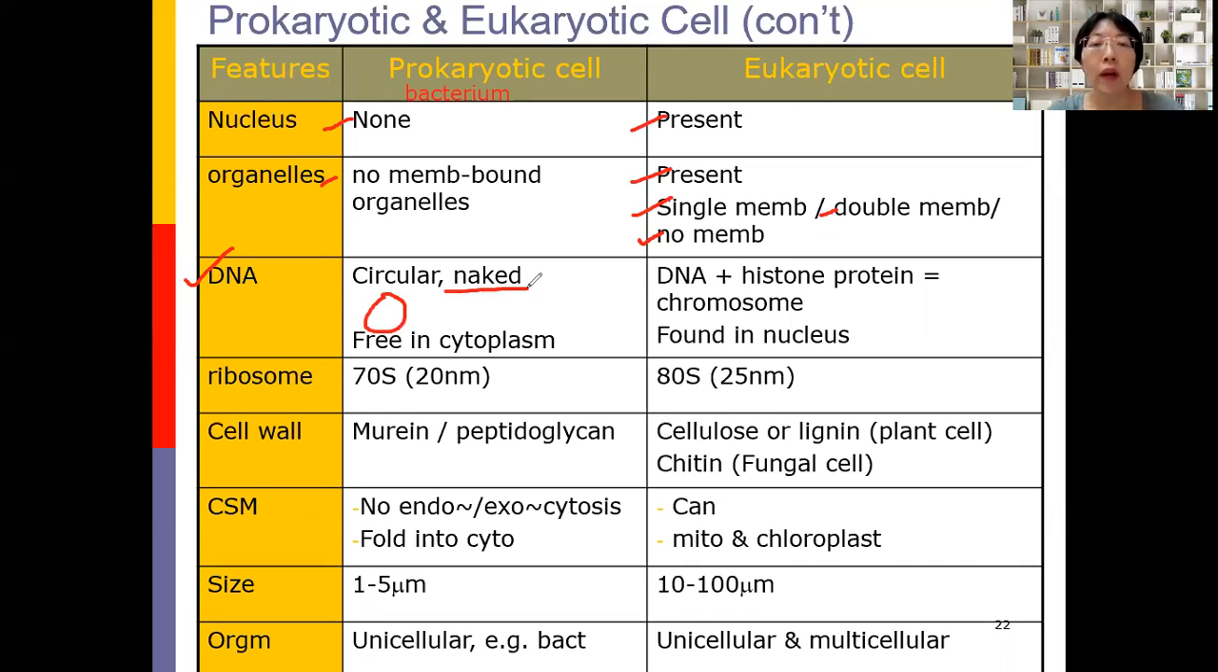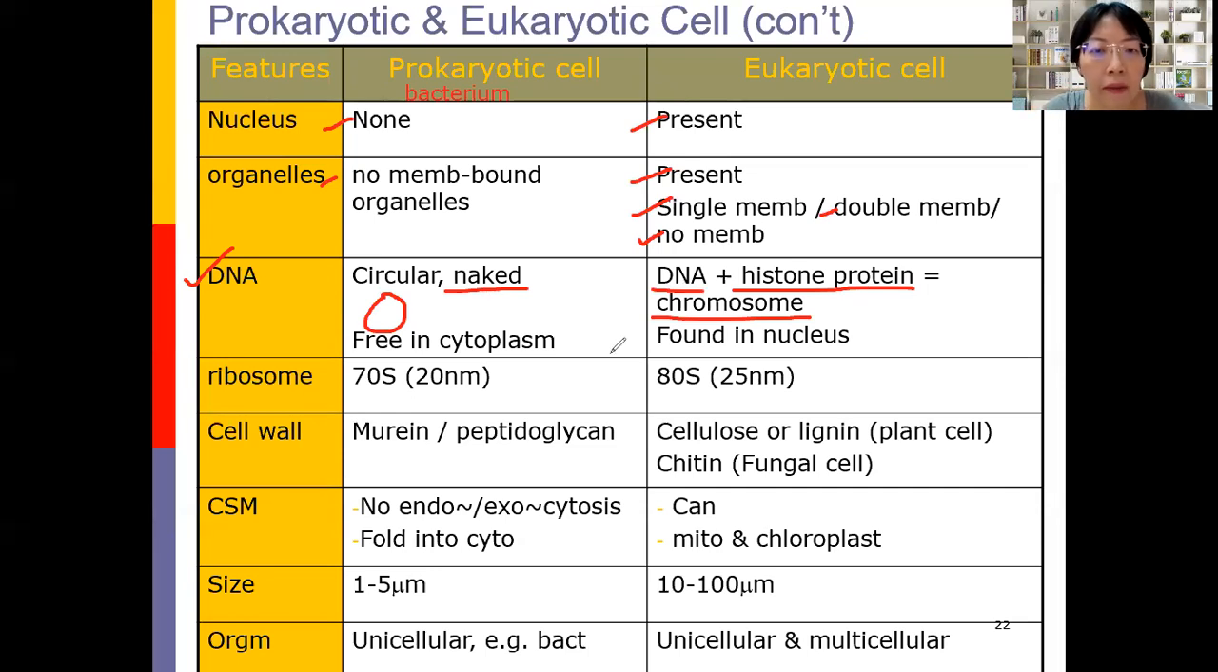Whereas the DNA in eukaryotic cell is a DNA that wraps around histone protein, meaning that there are additional things around the DNA. So it's like it's wearing clothing. So that's why it's not naked. So DNA plus histone protein will form the chromosome. Sometimes we call them chromatin when it's not coiled up. When it's condensed, it's called chromosome. So DNA plus histone protein is chromatin, as well as the chromosome.